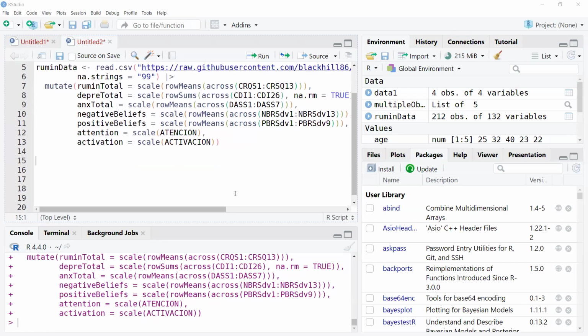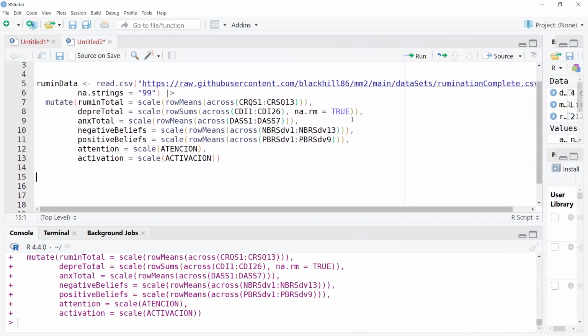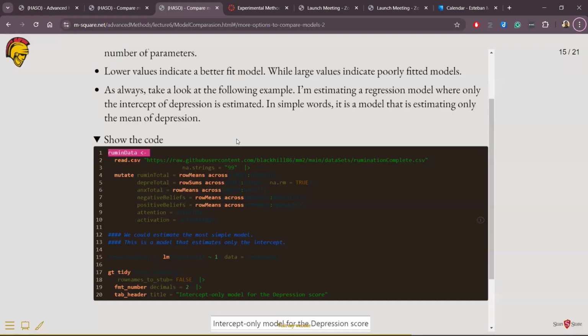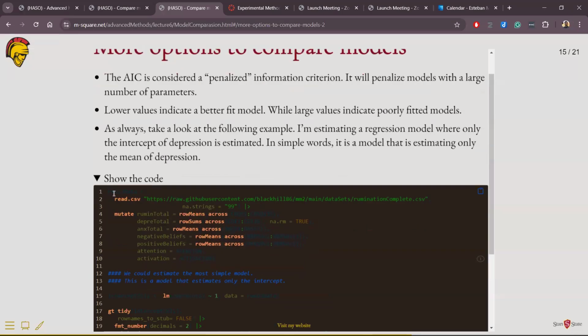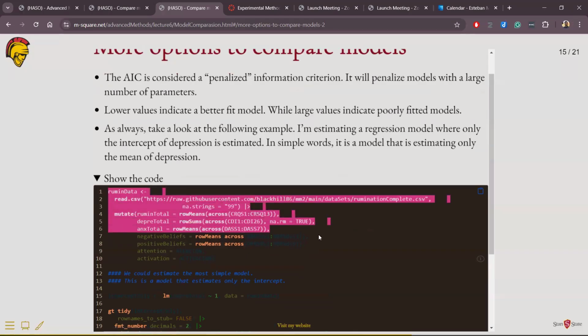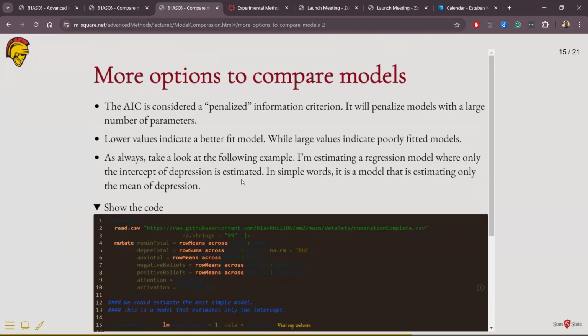Yes. All right. So this is the code for the data set. And actually the code to open this data is here on this slide, under More options to compare models. It's dark, but it's right here. So you can open this from my repository, right? You just have to copy this line of code, and you will be streaming the data from my repository, like we do all the time in this class.